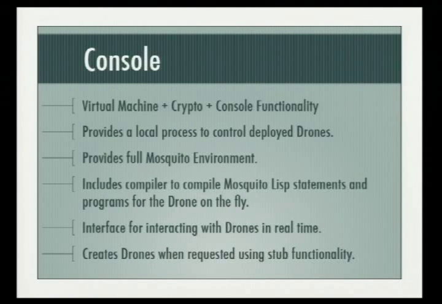We have the console, which is a virtual machine, plus crypto, plus console functionality. It provides a local process to control deploy drones. It provides the full Mosquito Lisp environment. It includes the compiler to compile Mosquito Lisp statements and programs for the drone on the fly. We have an interface to interact with drones. And we can create drones on the fly using the stub.